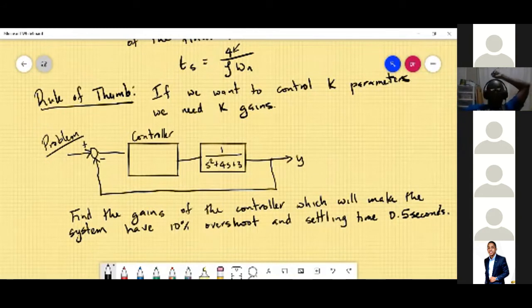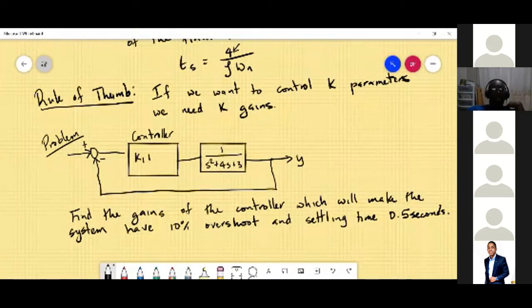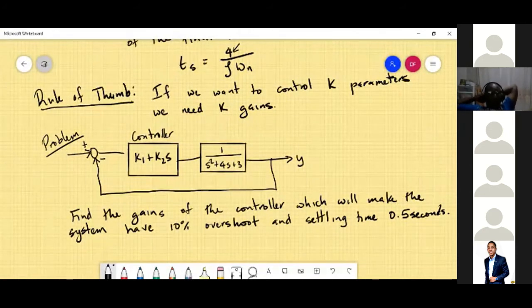All right, so we want to find the gains of the controller which will make the system have 10% overshoot and a settling time of half a second. So what we are going to put in is that we need two gains. So now here begins the real pole placement, because what pole placement is all about is that, well, what we're going to do here is find the gain such that we can get the behavior that we want.